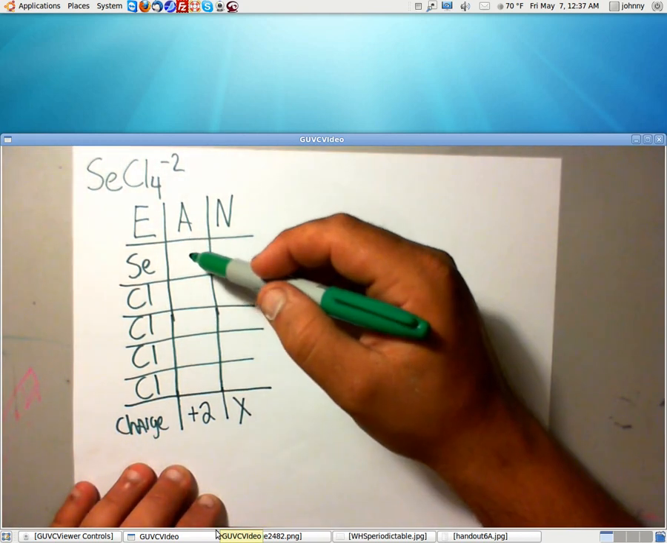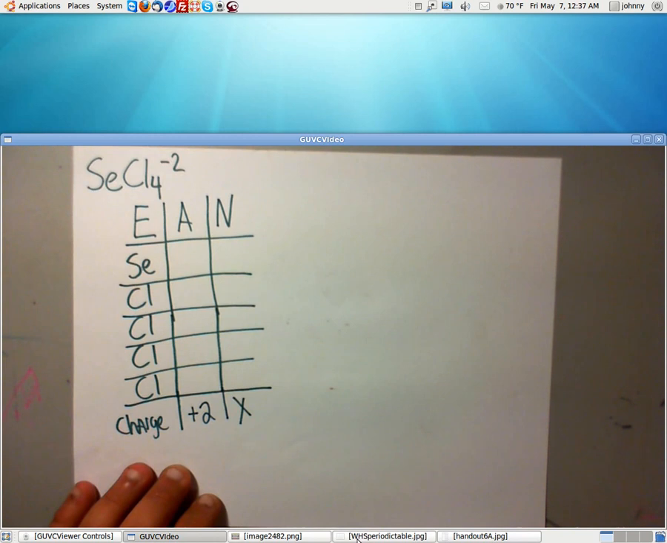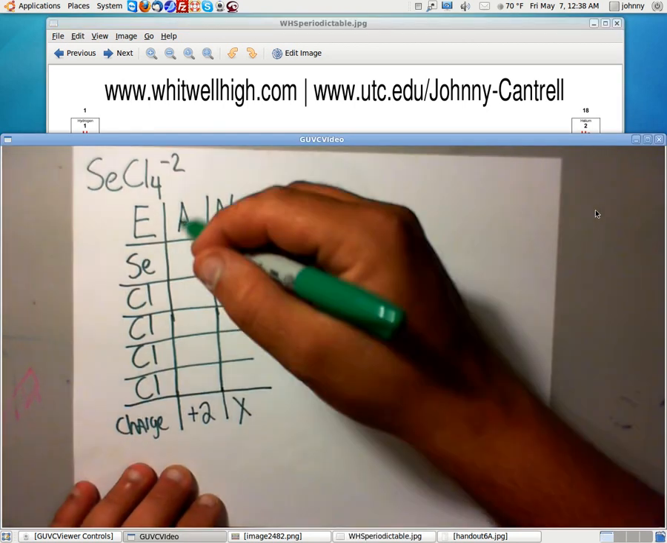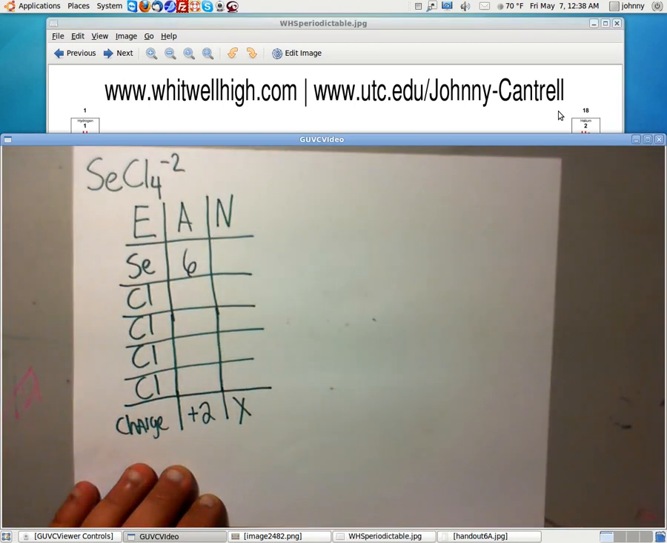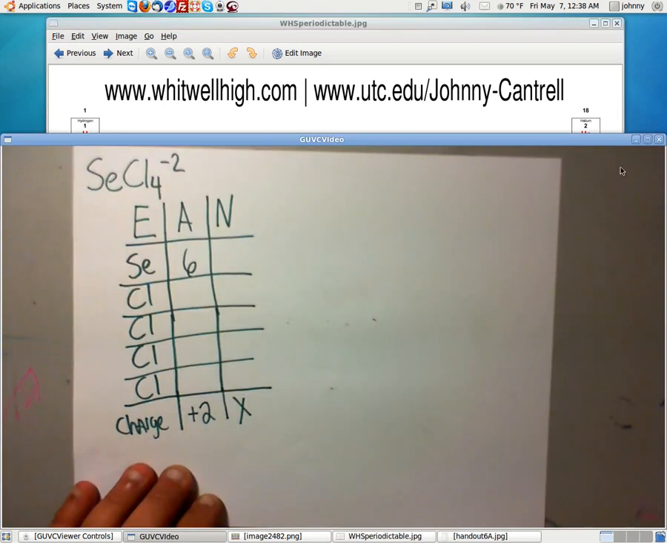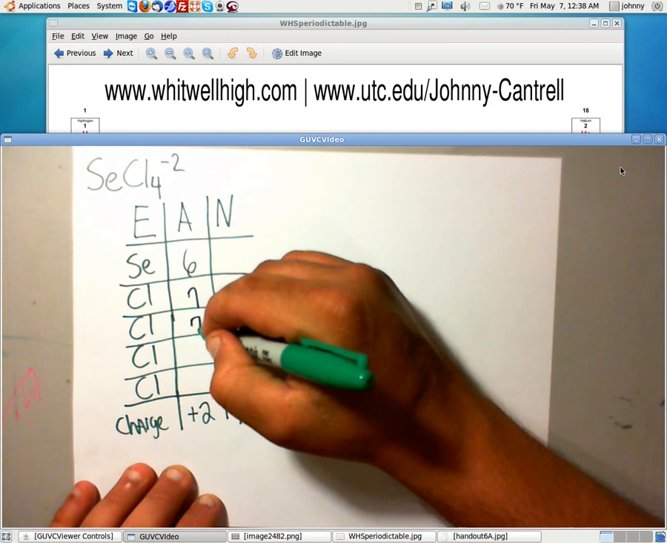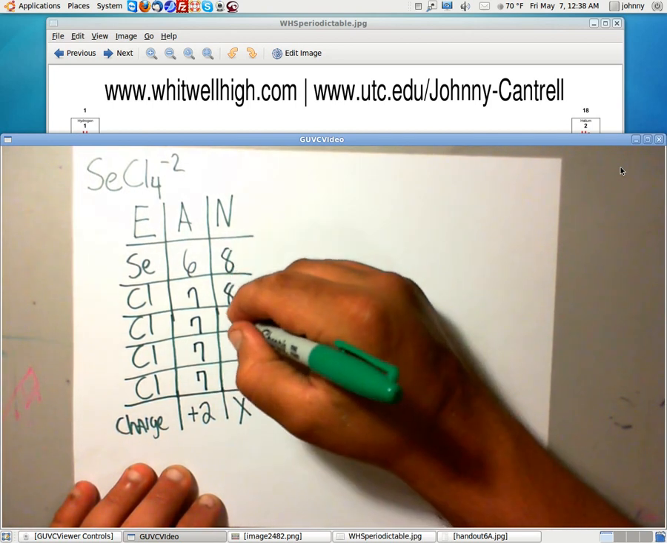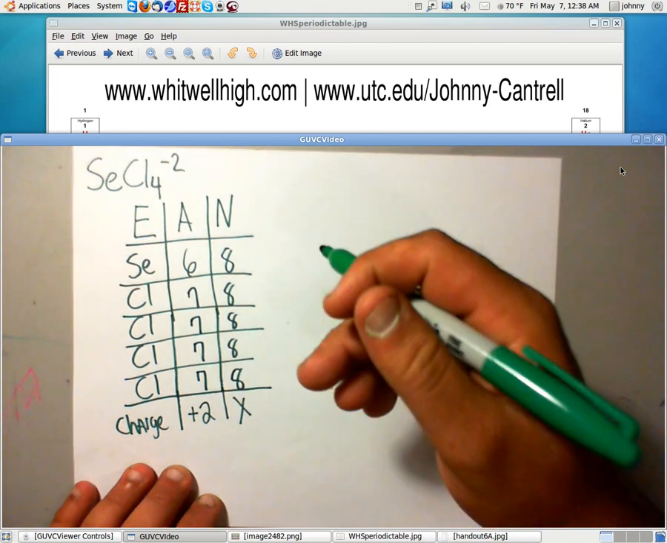Anyway, we need to locate selenium and chlorine on the periodic table. If you look at the periodic table, you will notice that selenium itself, Se, is in column 16. Since it's in column 16, that is 6 valence electrons, so we're going to record a 6 here. Chlorine, you'll see, is in column 17, so that's 7 valence electrons. Now, they all need 8, because it's not one of the first 5 elements. Remember, that's only true for the EN chart.